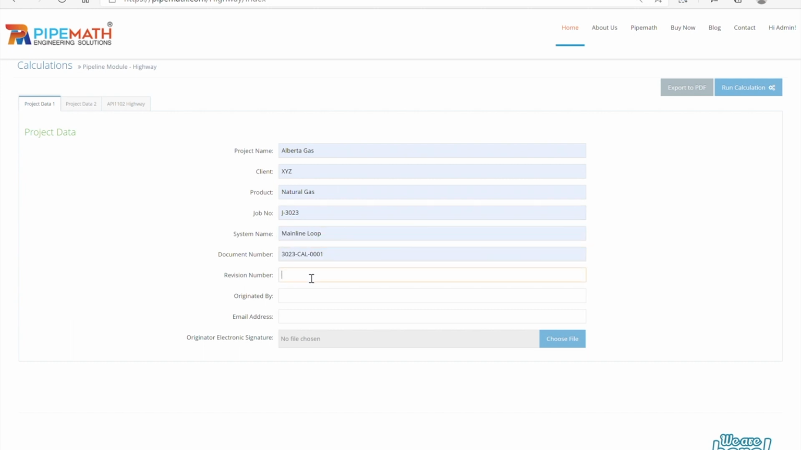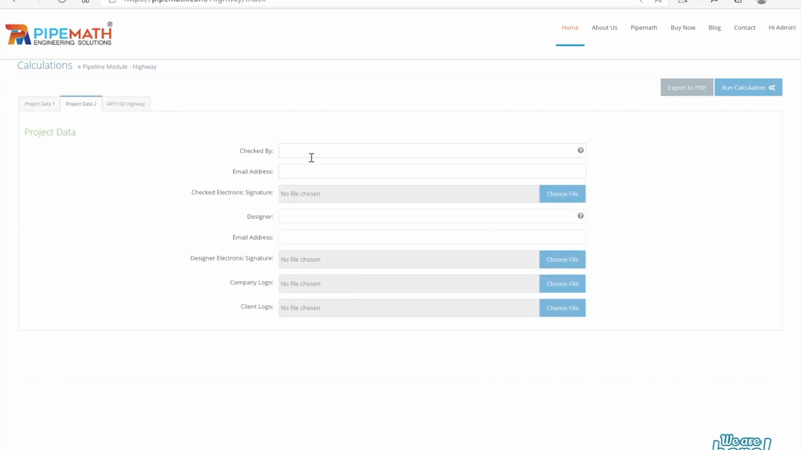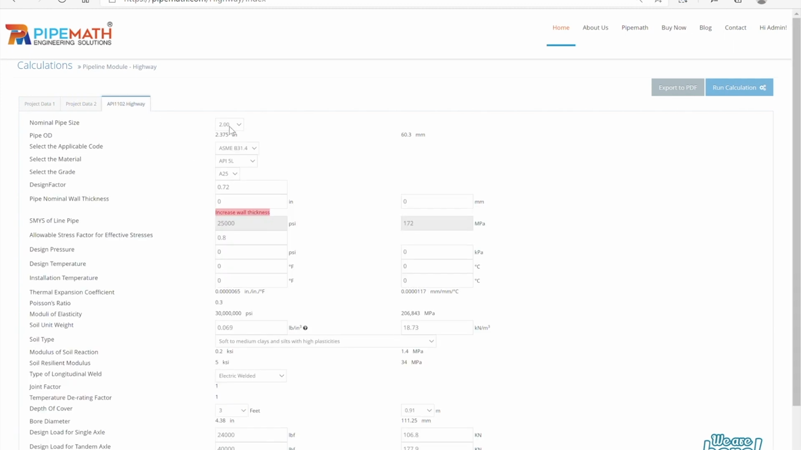So right now we are just entering the project information, which will show on the PDF report at the end. We also have an option to import the signature here, and it will also show on the PDF report. So we are done with the project information.